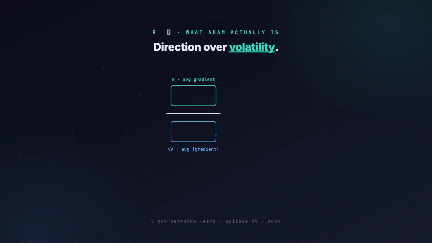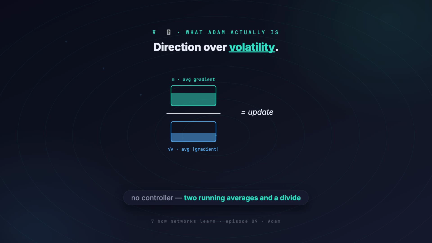Here's the mental model people get wrong first. They hear Adam is adaptive and picture some clever controller that decides a learning rate. It doesn't decide anything. Adam keeps two simple running averages per parameter. One, call it M, is the average gradient, the direction smoothed. The other, call it V, is the average squared gradient, how big the swings have been. The update is just M divided by the square root of V, direction over volatility. That's the entire idea, and there's no controller, just two leaky buckets and a division.